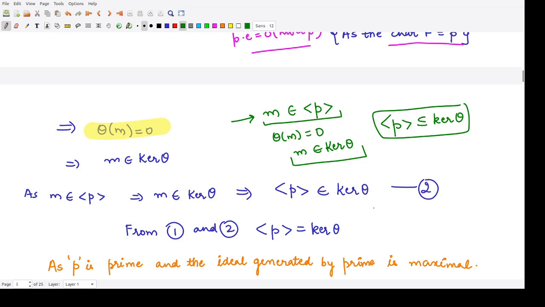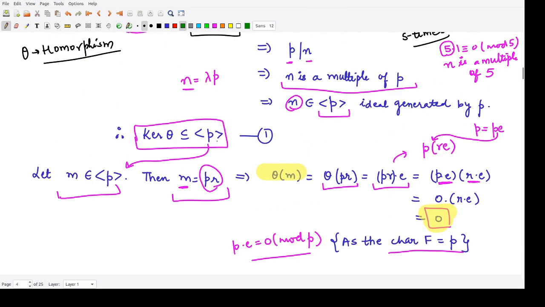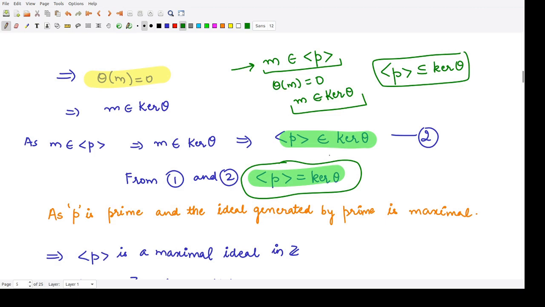So this is equation number 2, right? Equation 1 was this one, the kernel of theta is contained in the ideal generated by P, and now we have this condition that the ideal generated by P is contained in the kernel of theta. So from here we conclude that the ideal generated by P is equivalent to the kernel of theta. Now because P is a prime number, whatever is the ideal that is generated by P would be a maximal ideal. This is from some previous results based on ideals.